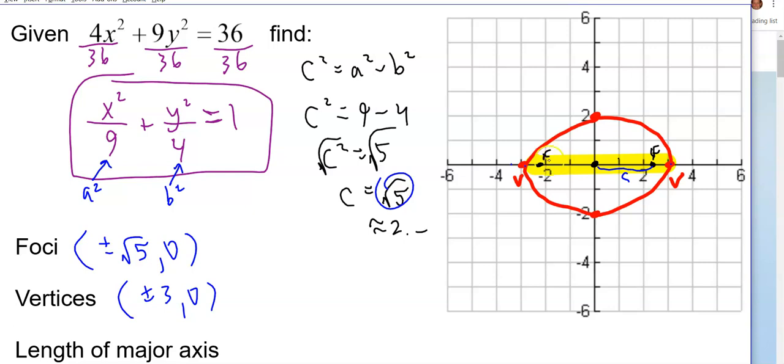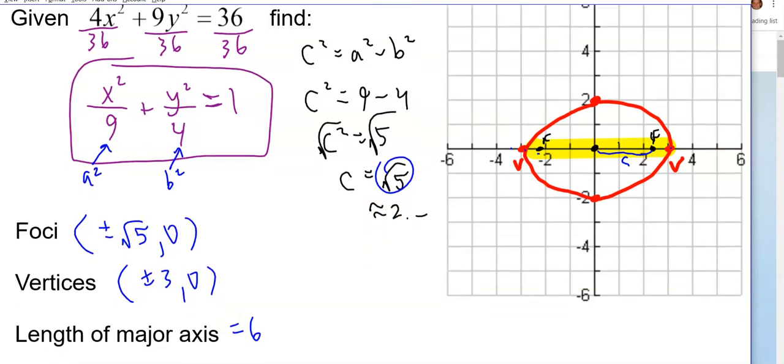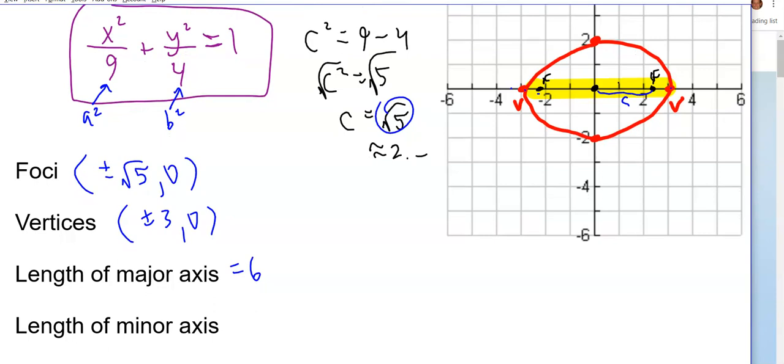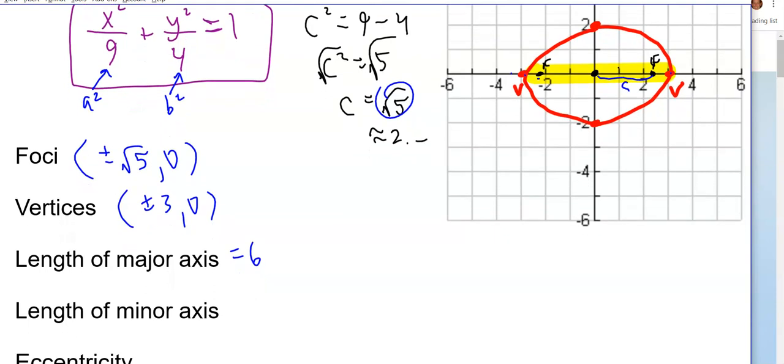The length of the major axis is pretty easy to spot. That's 3 plus 3 is 6, or 2 times a, which is 3, so 2 times 3 is 6. The length of the minor axis is 2 times b, or 2 times 2, which is 4. You can just count it out, 1, 2, 3, 4. It just is a 4.